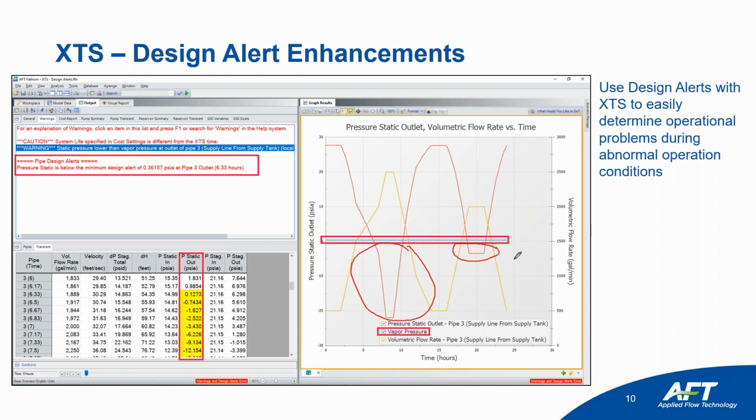So one of the new features that came out of Fathom 10 is the ability to cross-plot your design alert with the graphing capabilities. The other thing that is really useful is not only will it tell you that your design alert is being violated in the output window, as it usually would, it's going to now highlight those design alert violations in the transient data. So that's a new feature that'll highlight those problems.